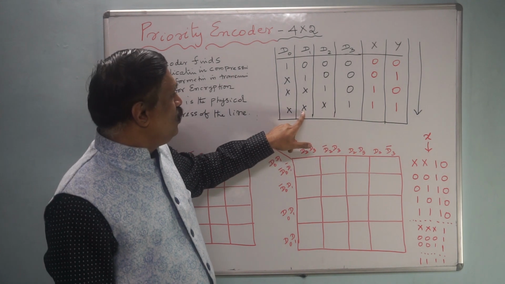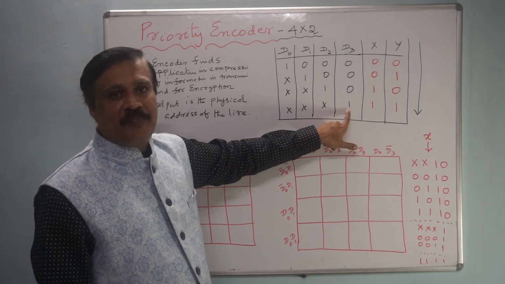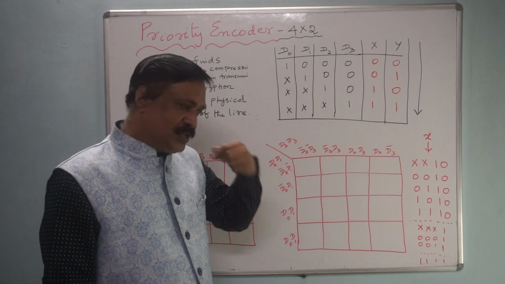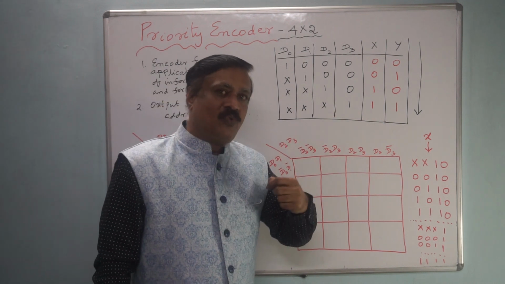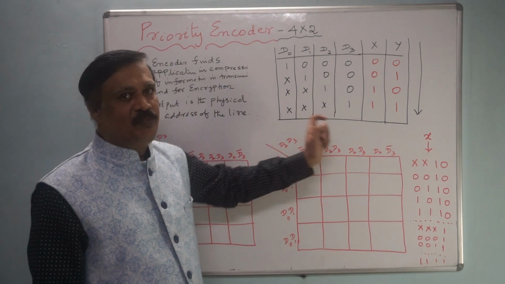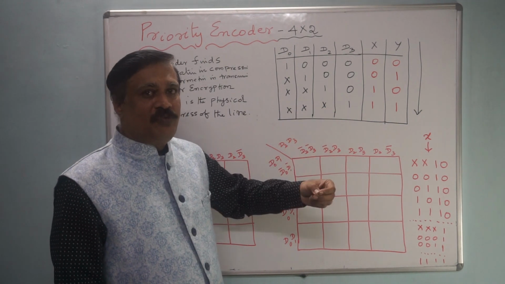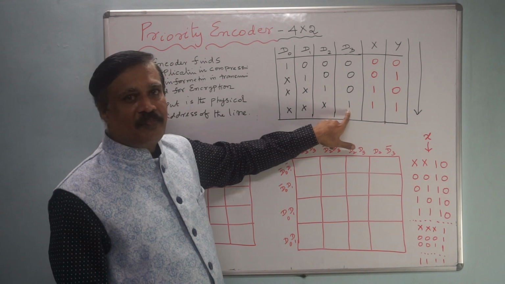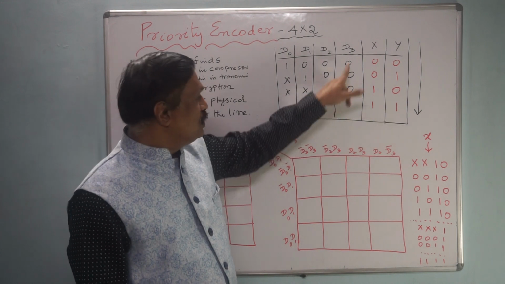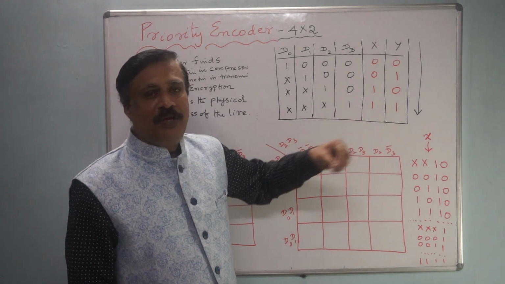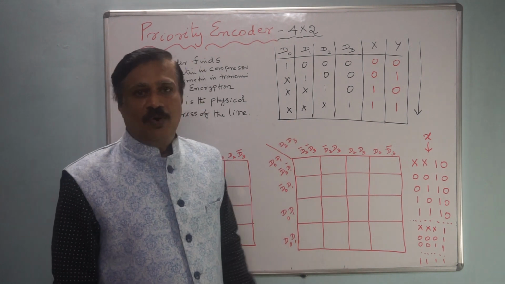Here D2 and D3 are 1. That means, actually, an encoder should give only one high value in the input, but here 2 are showing. That means the output will be generated for the higher one, that is D3, so 1 1 will be generated as the output.